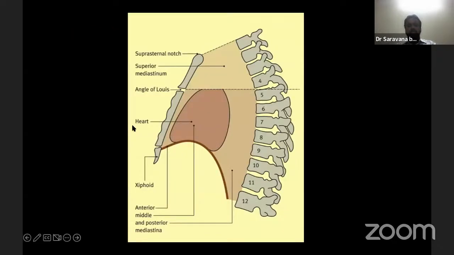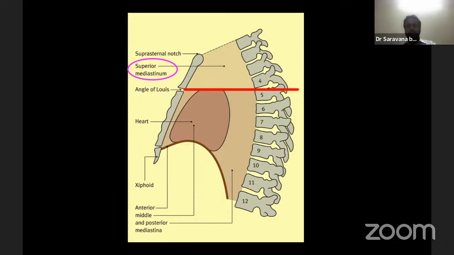Coming to the anatomy, we all know that the mediastinum extends from the thoracic inlet above to the diaphragm below. The mediastinum is divided into superior and inferior mediastinum by an imaginary line which runs from the angle of Louis anteriorly to the fourth and fifth intervertebral space posteriorly. The mediastinum above this line is the superior mediastinum, and below this line is the inferior mediastinum.